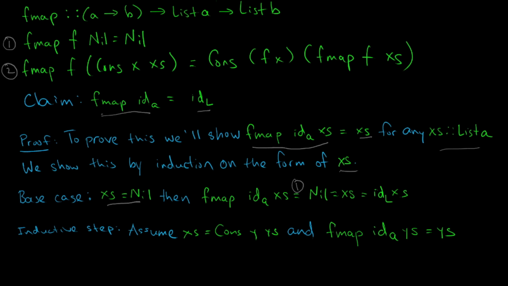Now we move on to the inductive step. In this case, we're going to assume that xs is of the form cons y ys. And our inductive hypothesis is that we've already proven the statement for the ys. So fmap identity on a of ys is ys.